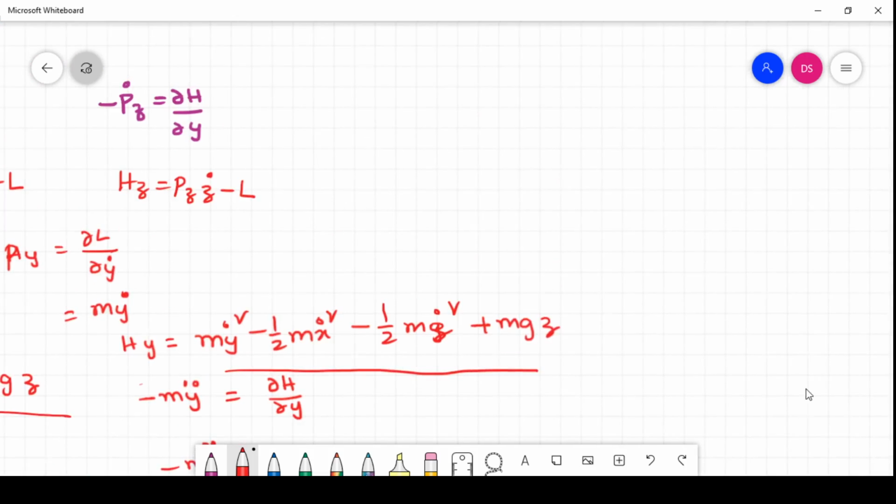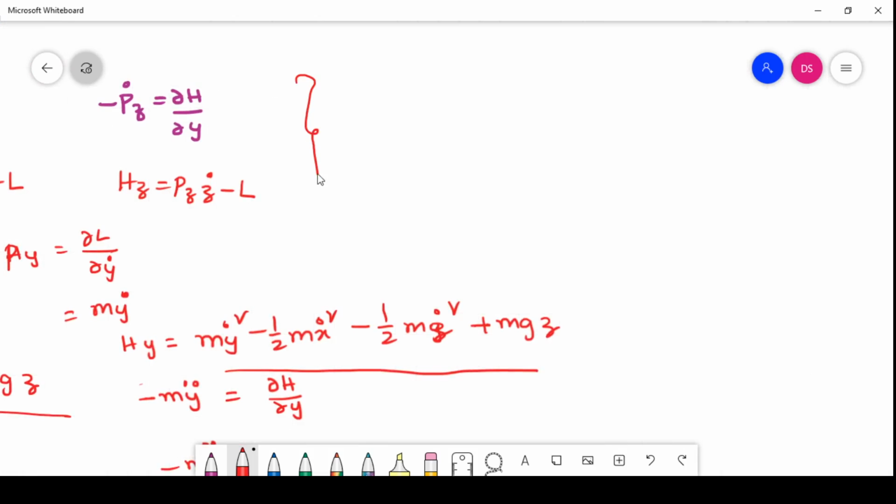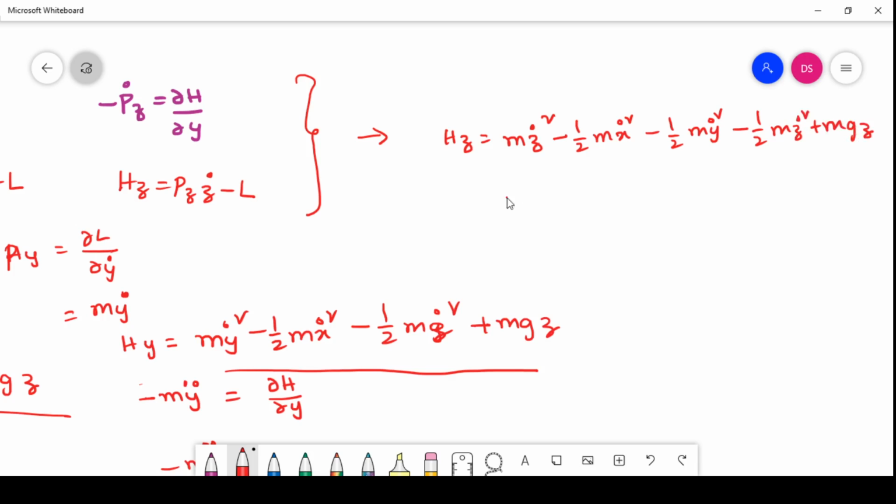Now we are going to apply Hamilton's equation along the z direction. Then Hz is equal to m z dot square minus half m x dot square minus half m y dot square minus half m z dot square plus mgz. So that is equal to half m z dot square minus half m x dot square minus half m y dot square plus mgz. Now we got the Hz.